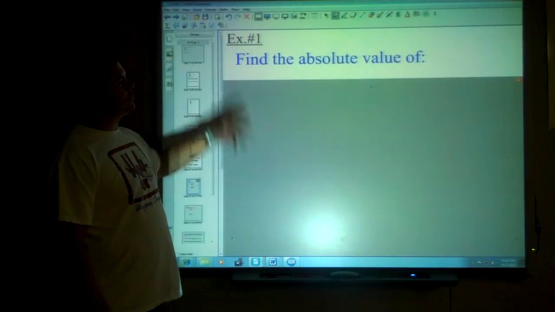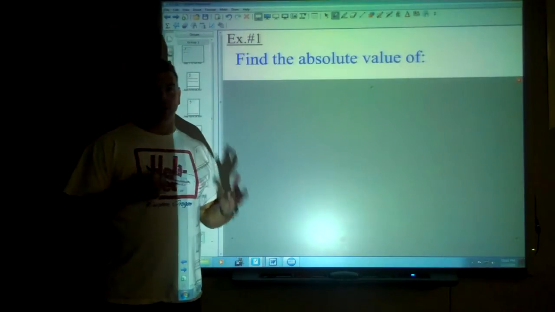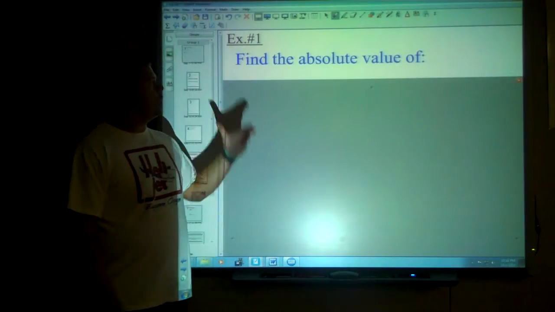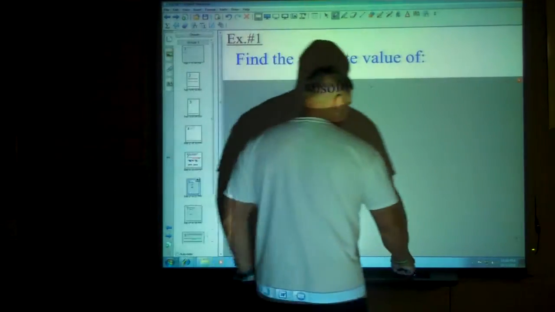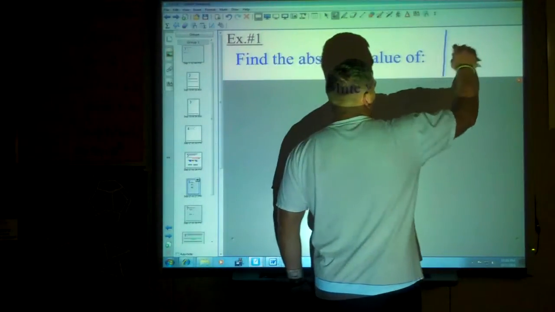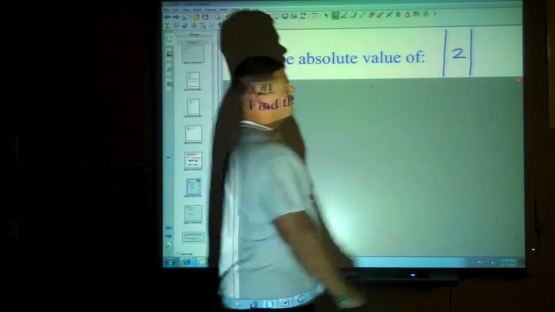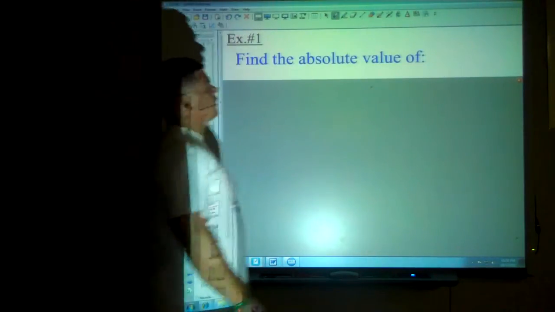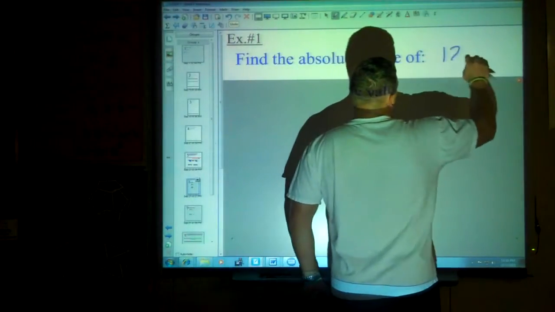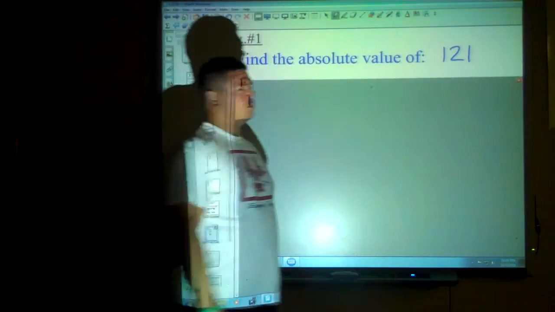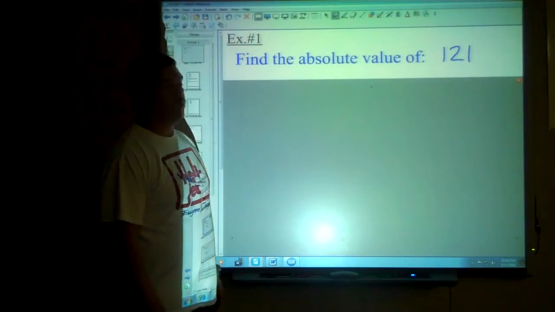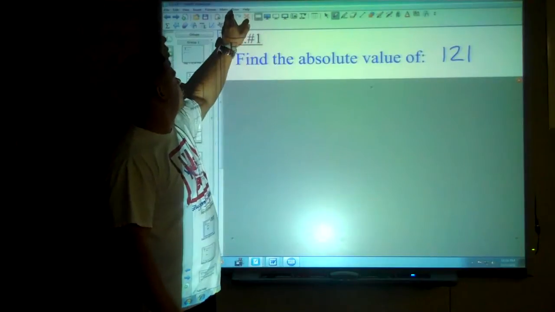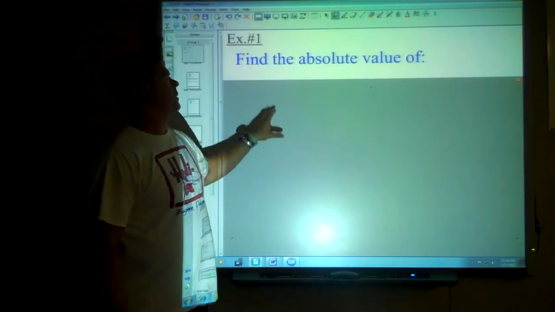Now, find the absolute value. So once again, every time we see absolute value, we must be careful. When you draw absolute value, you don't have to be absurd and draw these really super long lines. That looks a little crazy. But you also have to be careful that you don't say absolute value of 2, because it looks an awful lot like 121. So make sure you're clear if you're dealing with absolute value.